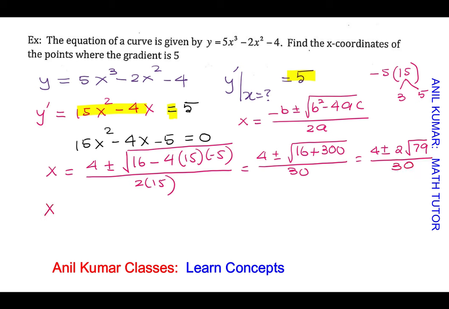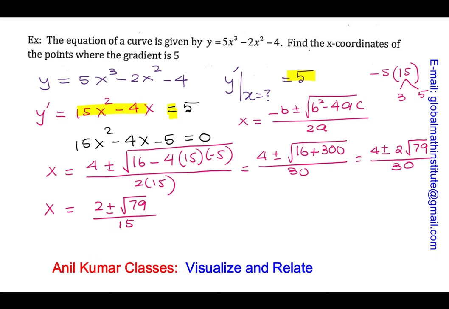You can simplify this value of x and rewrite this as 2 plus minus the square root of 79 over 15, right? So there are two values of x, right? Just find the x coordinate. So there are two values of x at which the gradient is 5. Does it make sense to you, right? So our answer is this, right? So x is equal to 2 plus minus the square root of 79 divided by 15, right? So because we could not factor it, we use the quadratic formula to find the answer. I hope it makes sense. Perfect. So I hope this is also absolutely clear.